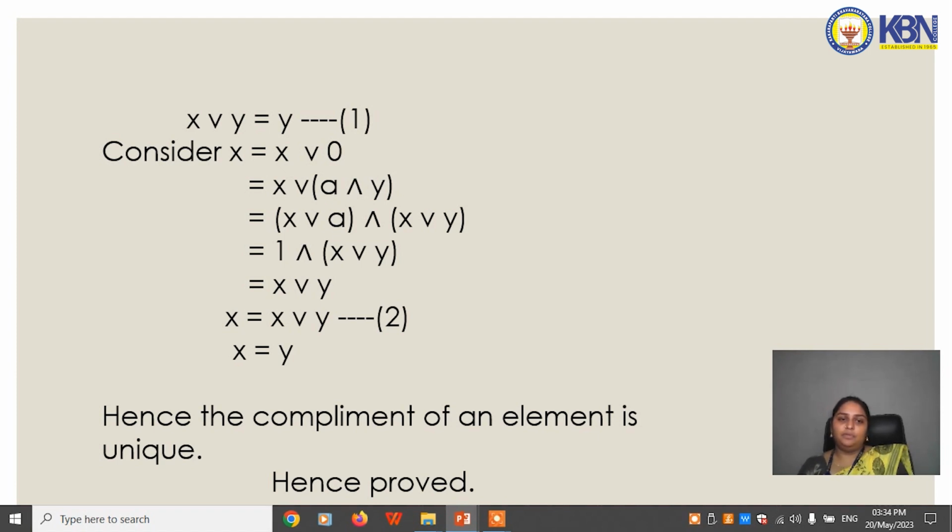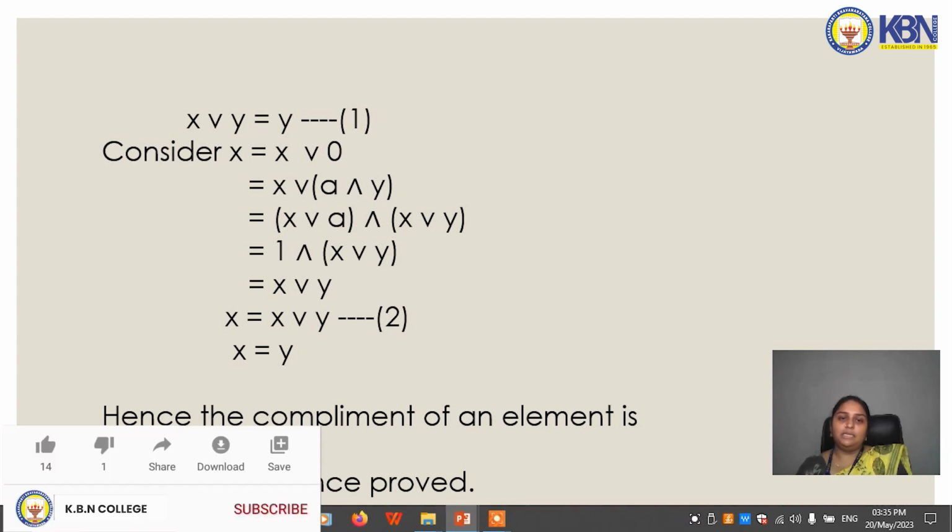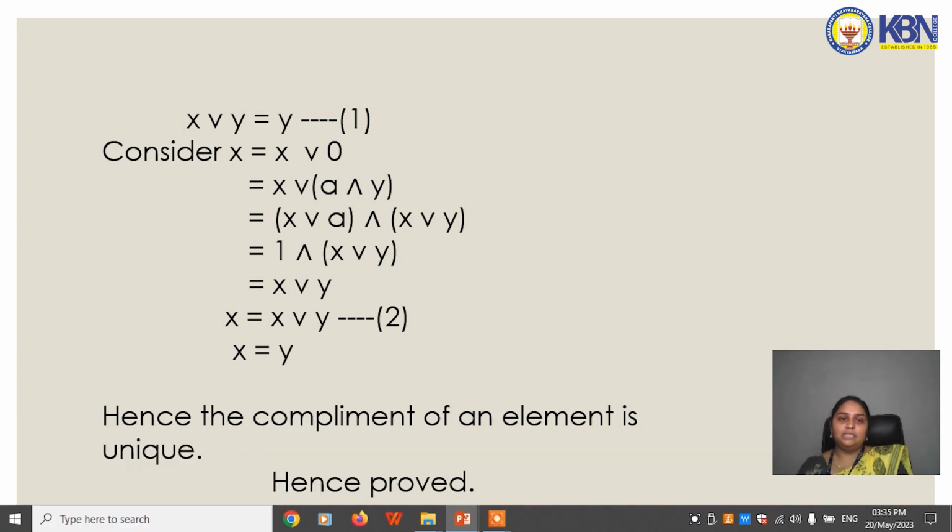And from the definition of a complement of x to A, we have x join A is 1. That is 1 meet (x join y). Every element meeting with 1 definitely results in the same element. Then 1 meet (x join y) is equal to x join y. Therefore, from this equation, we have x is equal to x join y.